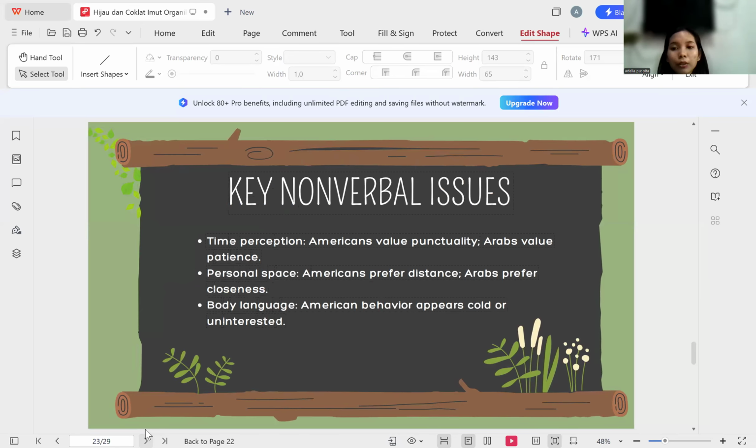So the key nonverbal issue in this case is time perception. Americans value punctuality, but Arabs value patience. And the next is about personal space. Americans prefer distance, but Arabs prefer closeness. And about body language, American behavior appears cold, bored, or uninterested.